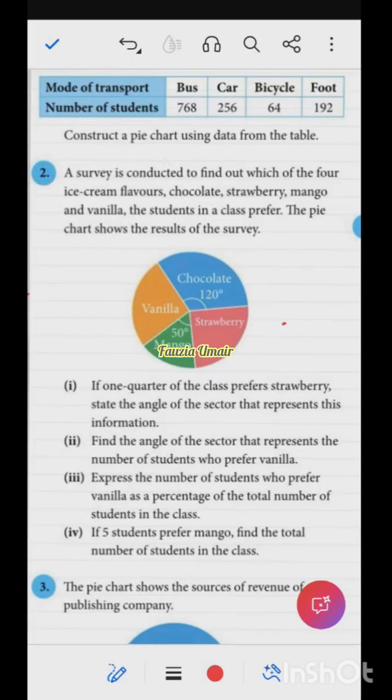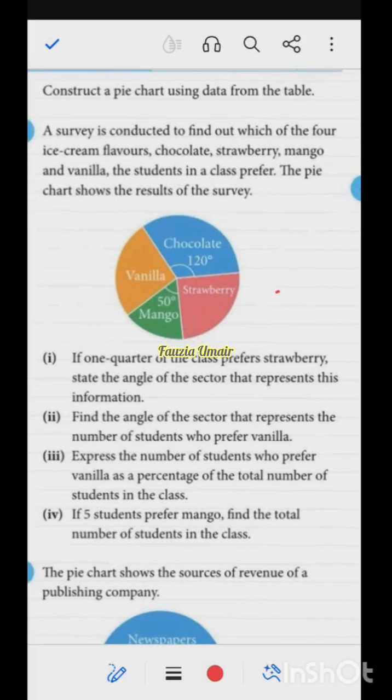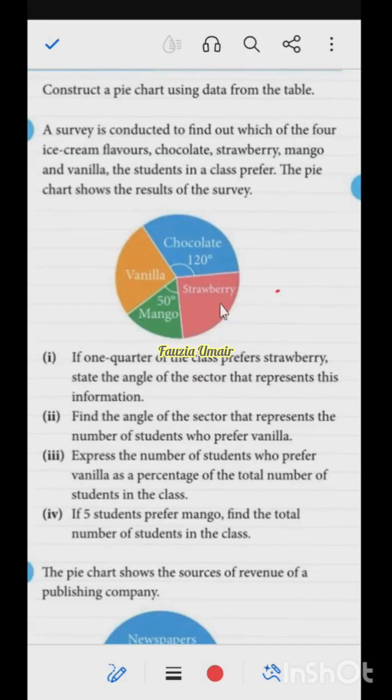Amrish, can you see the screen with it? Ma'am, it is 120 degree. And we don't know how much angle is strawberry and vanilla, but we know the mango is 50 degree, right? So now let's look at the questions. Question is, if 1/4 of the class prefers strawberry, so 1/4 of the class, what is 1/4 of the class?